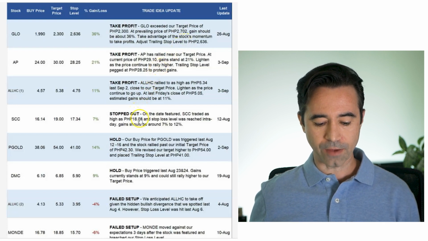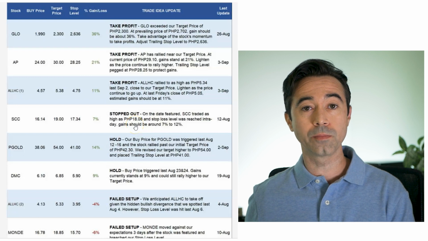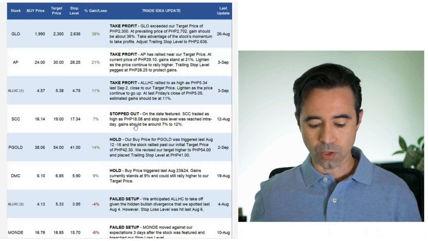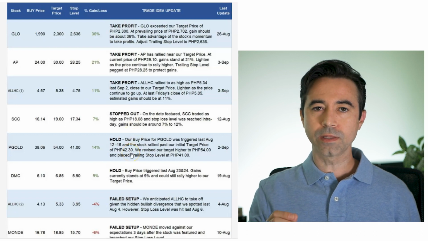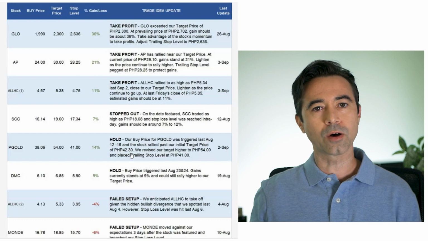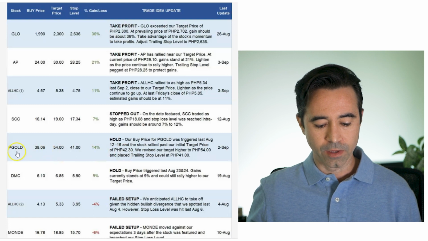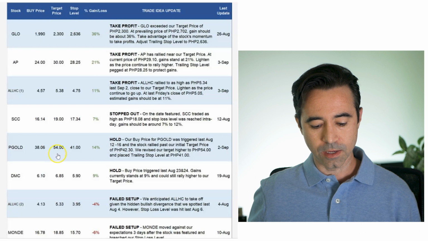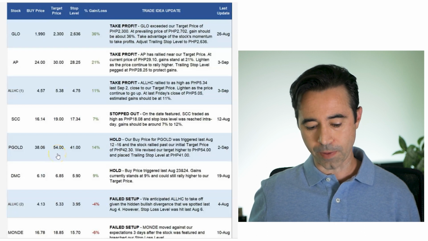So here we have SCC, which they were stopped out, meaning that the trade is really not going on anymore. They sold the position. So I don't want that. Now I see one that's PGOLD, P-G-O-L-D, PGOLD, and I see a hold. This is where I'm actually going to start, because a hold means that BDO Securities thinks that there is potential for this stock to continue to maybe go higher. So let's see what we have. We have PGOLD with a 38.06 buy price. We have a target price of 54 pesos.